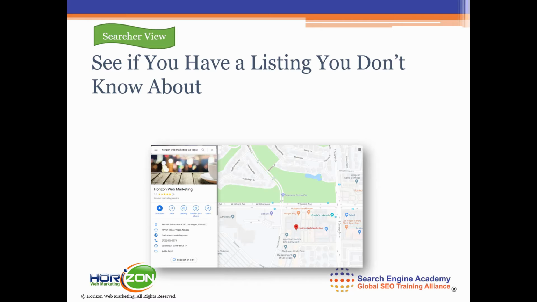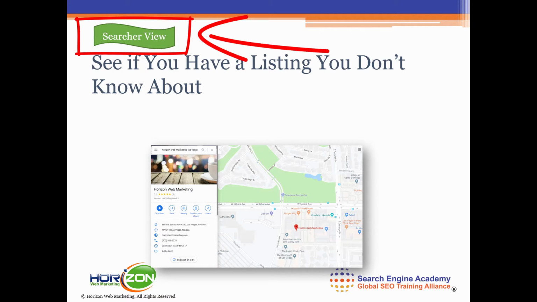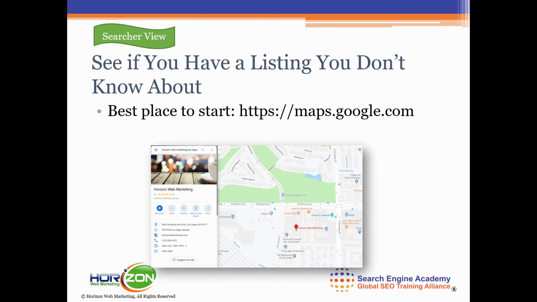So let's start by seeing if you have a listing you don't know about. Now notice I'm here in the searcher view, not in the admin view for Google My Business. And in this case, I've gone to maps.google.com. You can also go to google.com/maps. Either one will get you to the same place.